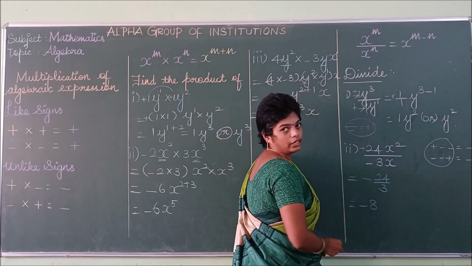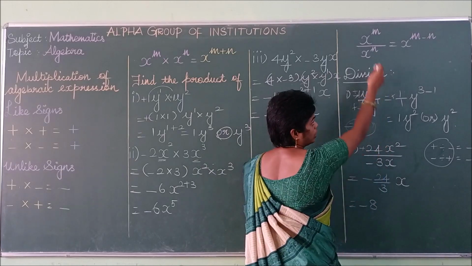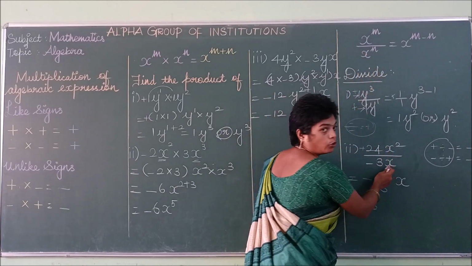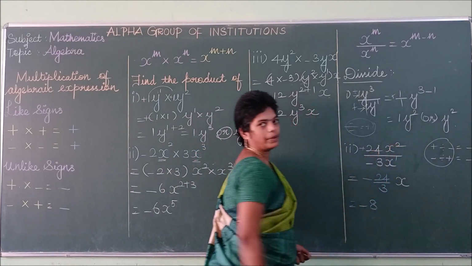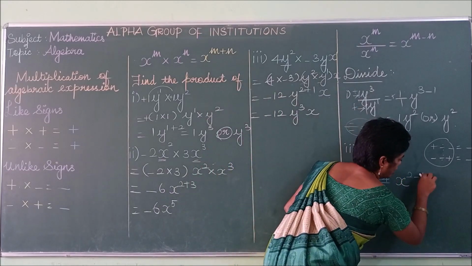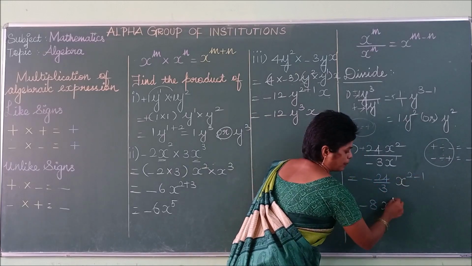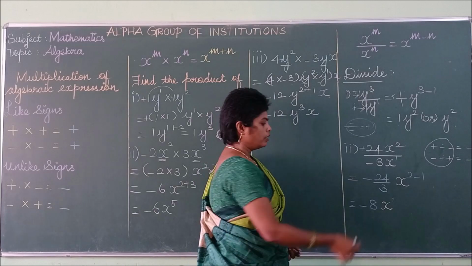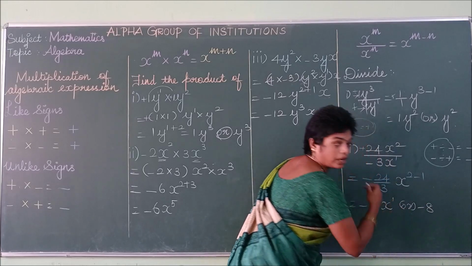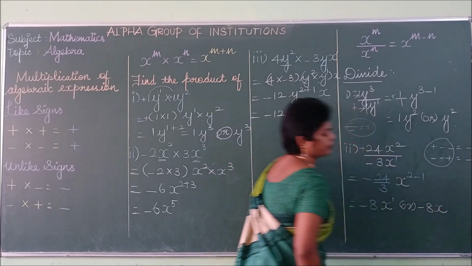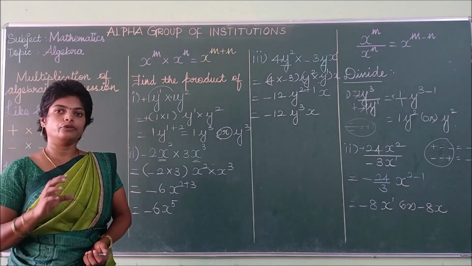Now you have to write the variable. What is the variable here? x is the variable. Using that formula, here no power is given, so you can write the power as 1. Both the bases are the same, so you subtract the powers, 2 minus 1. The power becomes 1. You can write it as it is, or else write minus 8 x^1, which again gives minus 8x. Algebra is the easiest topic if you know the formulas and rules.